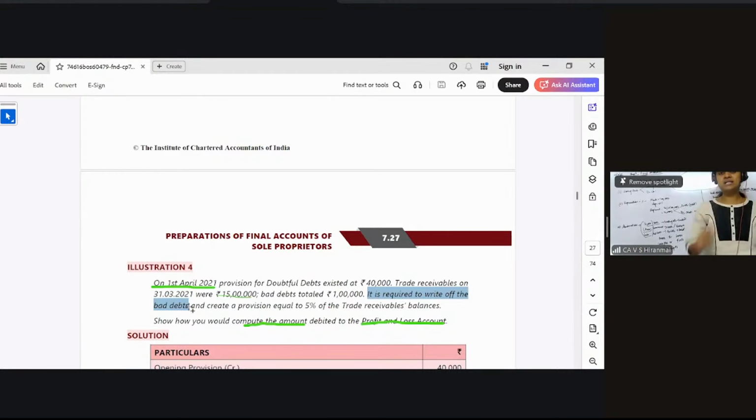The clue that is given to me is, it is given here in one sentence, that it is required to write off the bad debts. So iska meaning kya hai? That I have to write off the bad debts means it is an adjustment. I have still not written off my bad debts. So wo wala aapka clue hai. So using that clue, you should understand that this particular bad debts is an adjustment. Now create a provision equal to 5%.